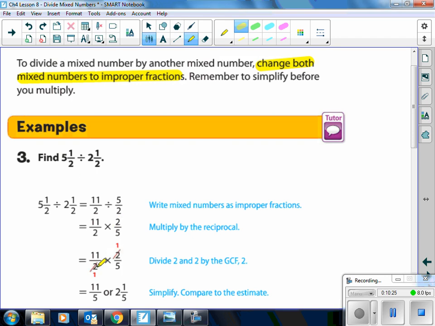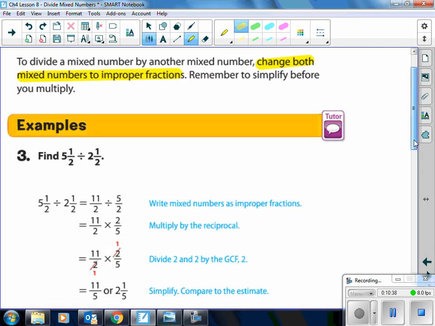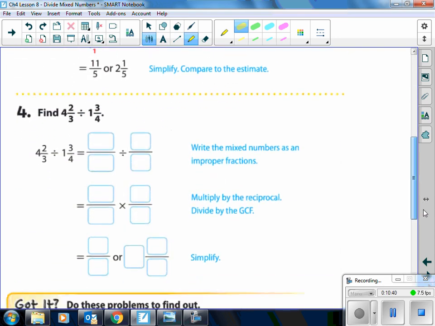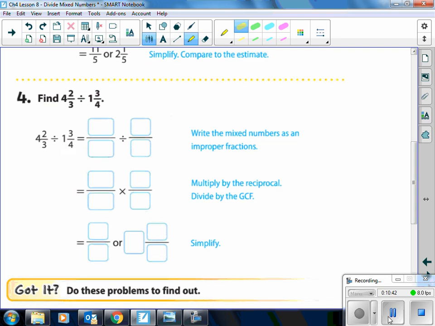Now we can simplify before we multiply. And we end up with 11/5. And then we change that 11/5 back to a mixed number. So we get 2 1/5. Okay? All right, let's do this one together.